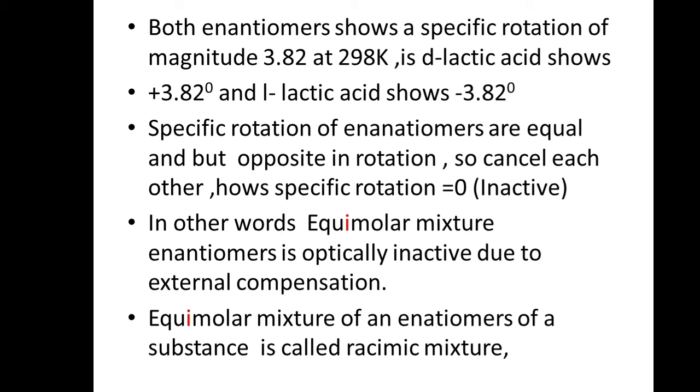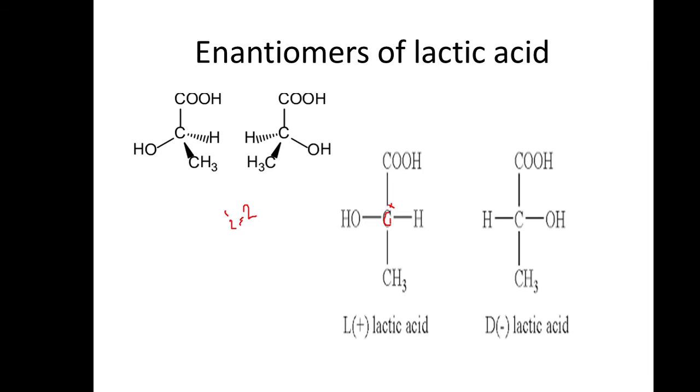Both the enantiomers show a specific rotation of magnitude 3.82 degrees at 298 Kelvin. That is D lactic acid. D means it rotates the plane of plane polarized light towards the right, showing plus 3.82 degrees, and L lactic acid, or minus lactic acid, rotates the plane of plane polarized light towards the left, showing minus 3.82 degrees specific rotation. The specific rotations of enantiomers are equal but opposite in direction, so they cancel each other.